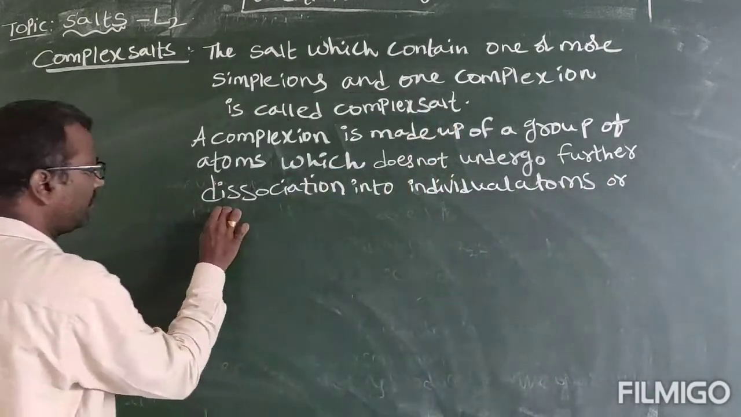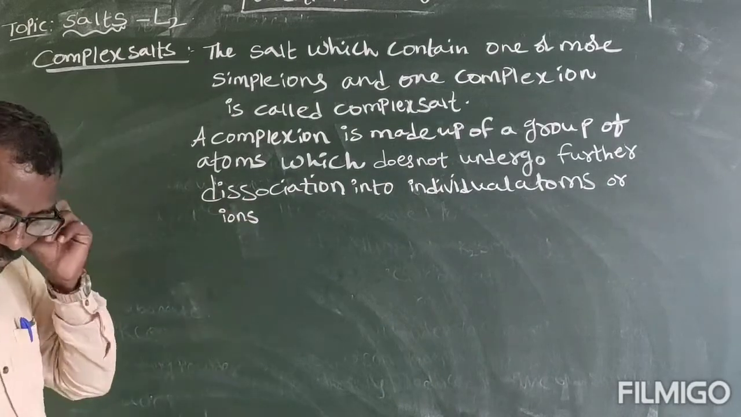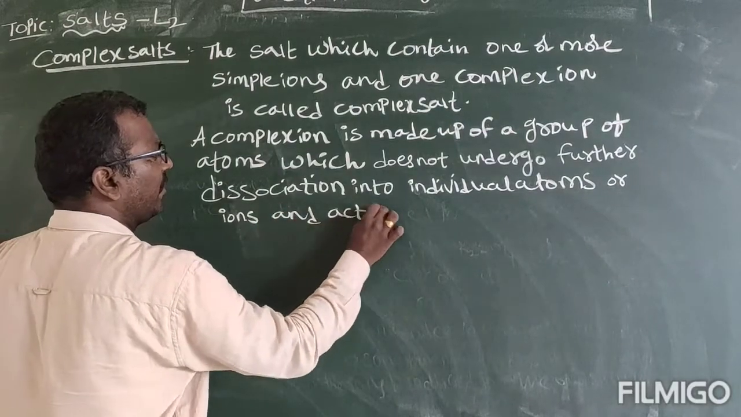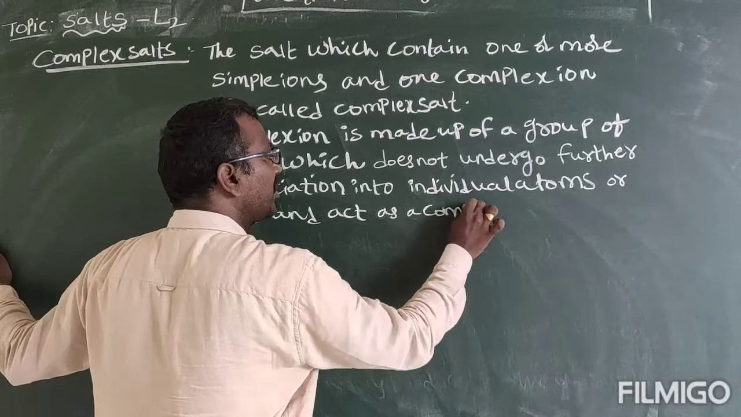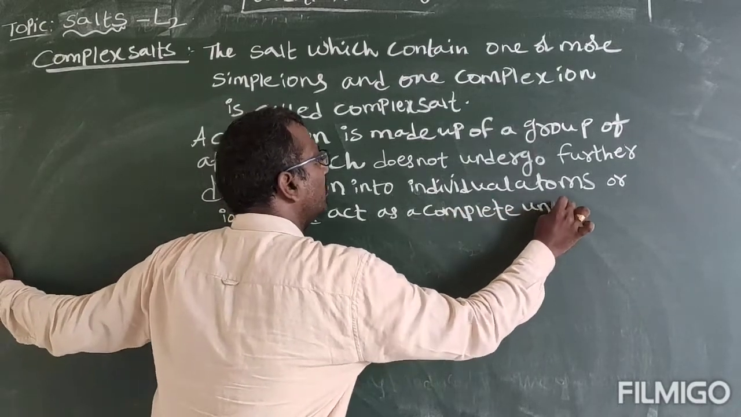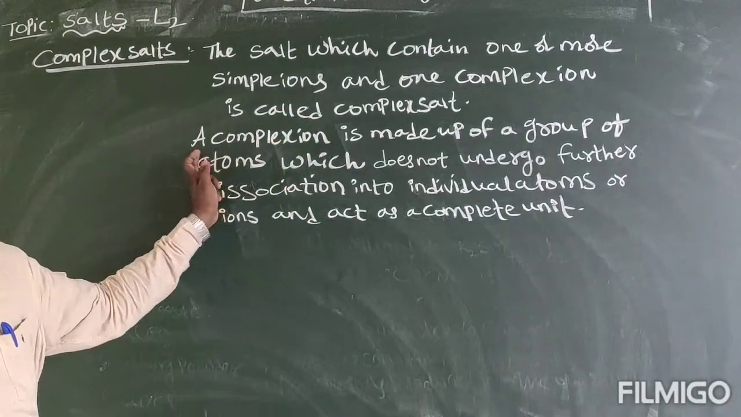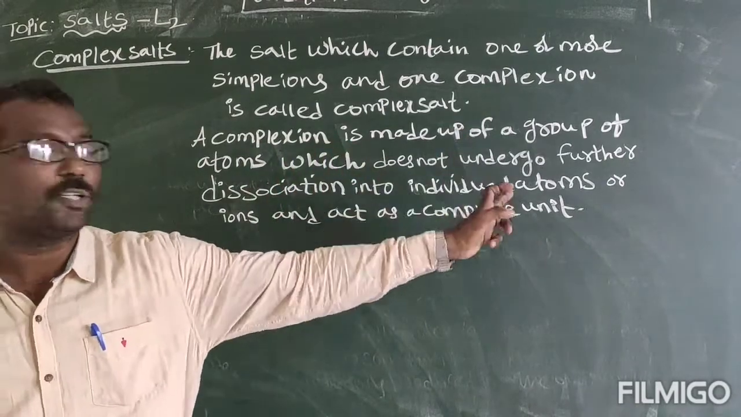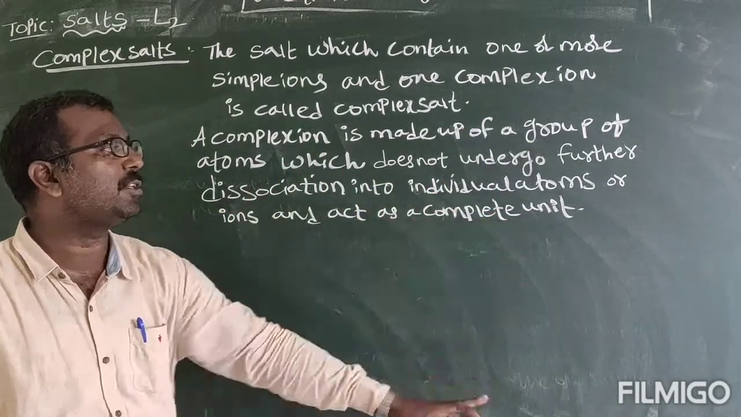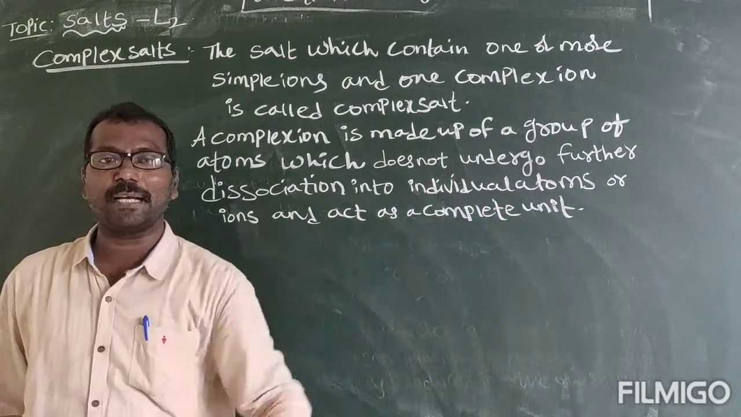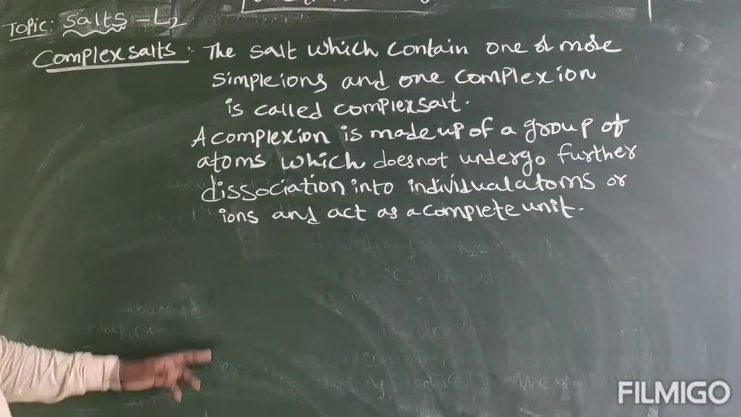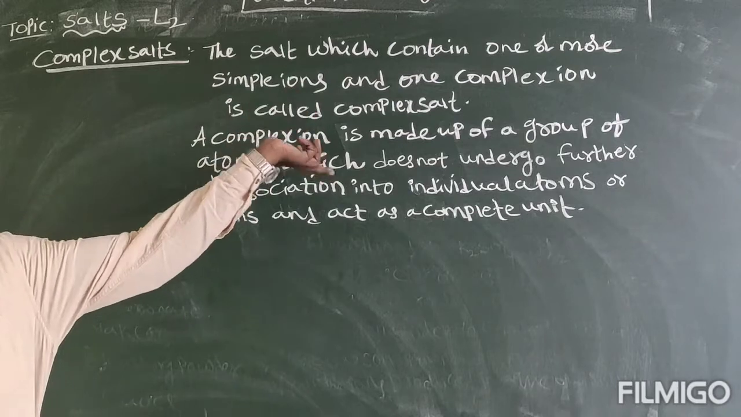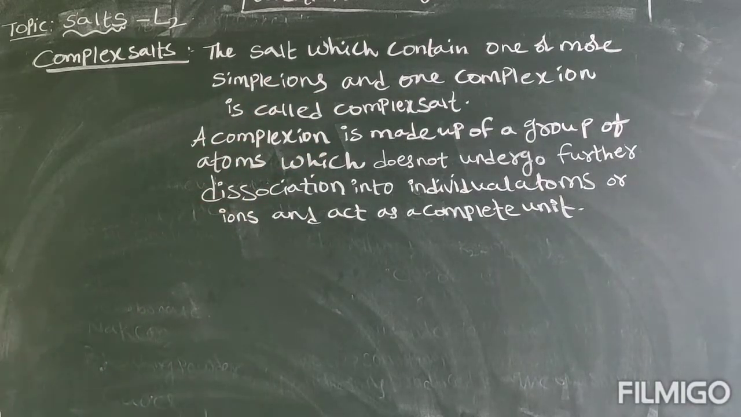or ions and acts as a complete unit. So this is a complex ion. It is made up of a group of atoms which does not dissociate further into individual atoms or ions and acts as a complete unit. Okay, so complex salts means what? The salts which contain one or more simple ions and one complex ion are called complex salts.